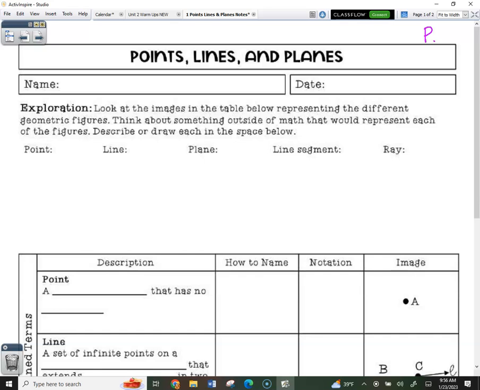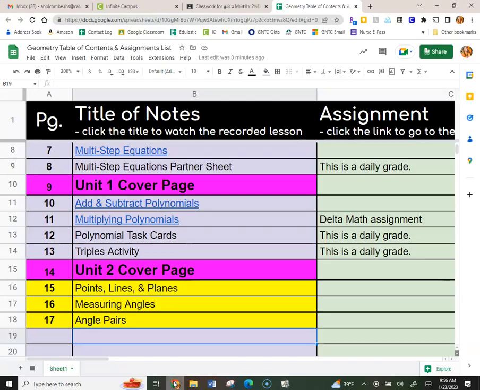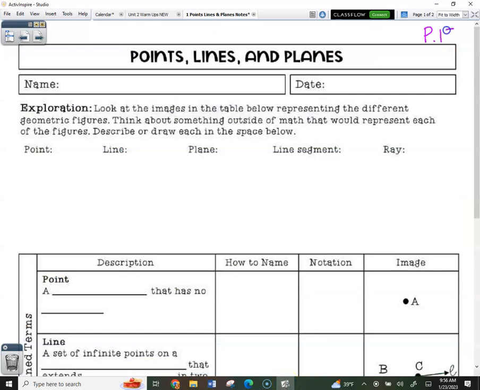Is this 15? What did we say? I already forgot. It's 15. All right, so put page 15 on this. Make sure your name's on it. Stay with me. Whatever I write, you write.